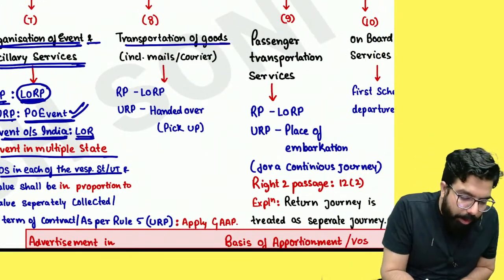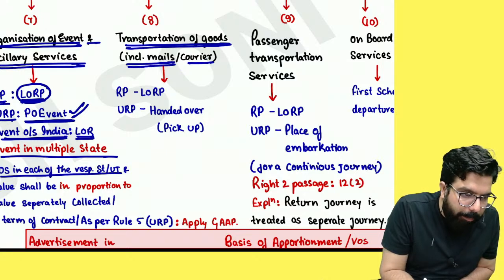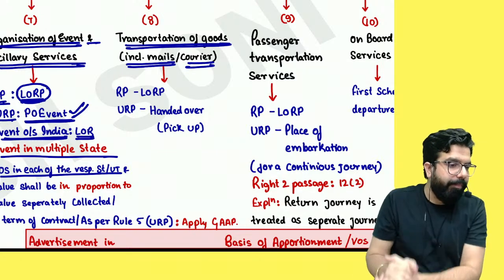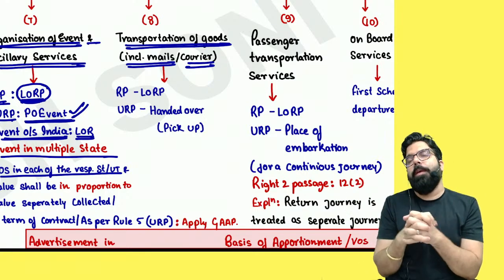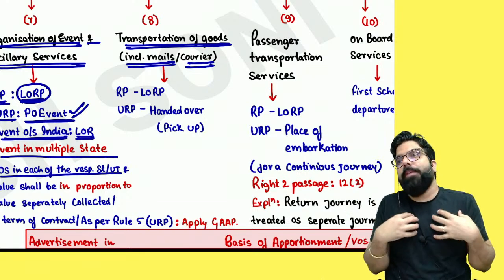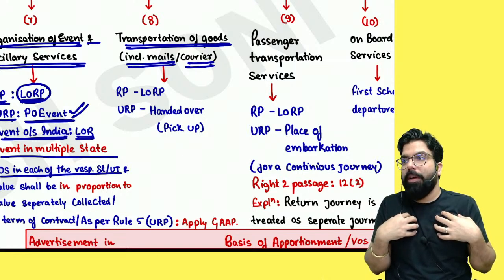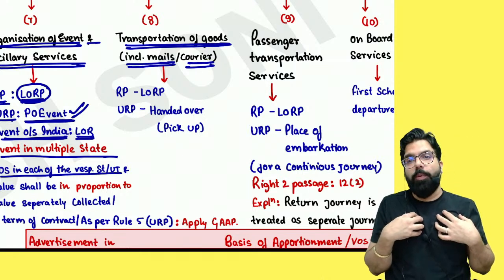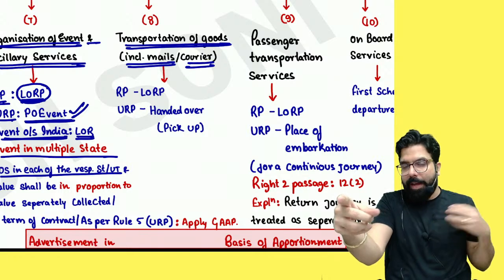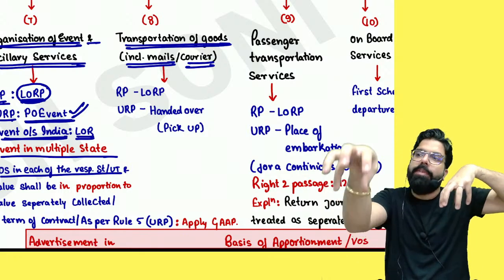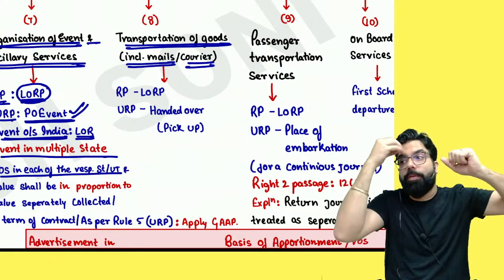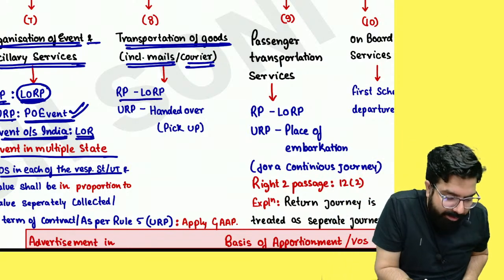Next. Transportation of goods including mail or courier. Everyone over here. Transportation of goods including mail or courier. Supposing I am giving transportation service. Okay, everyone. I am giving what services? Transportation. You are a registered person. I am in the state of Karnataka. You are a registered person in the state of Delhi. What is my place of supply? Always it will be location of registered person.